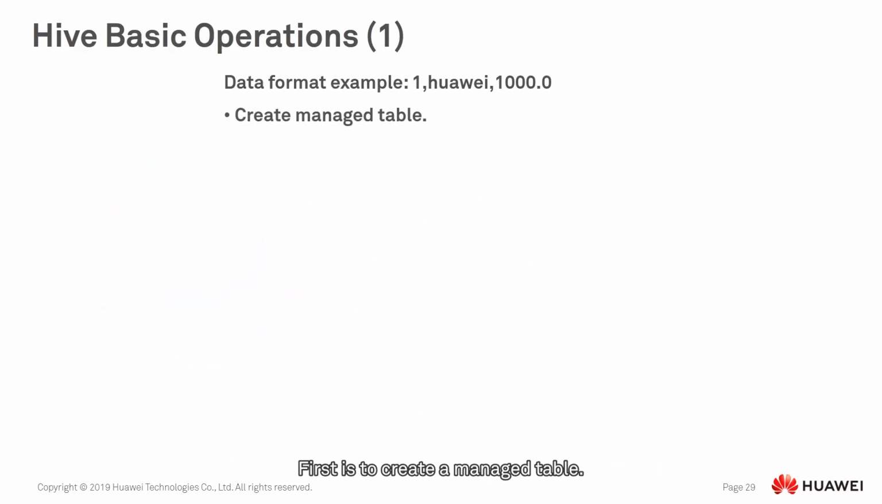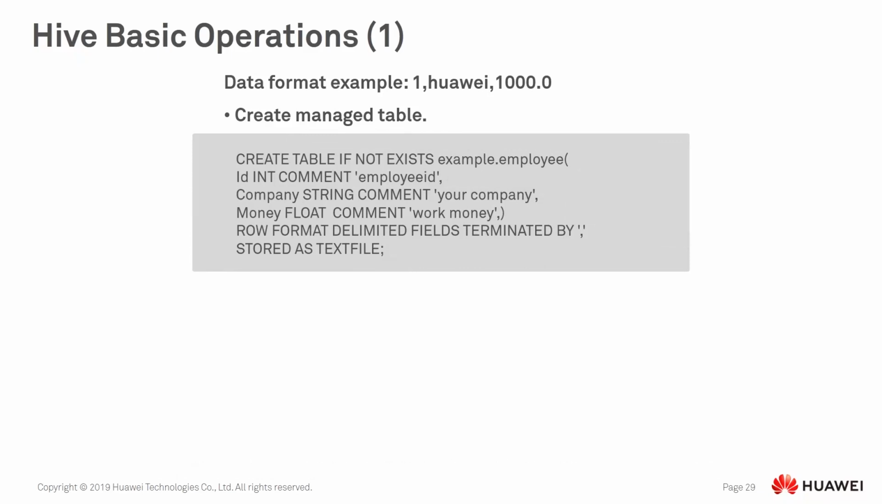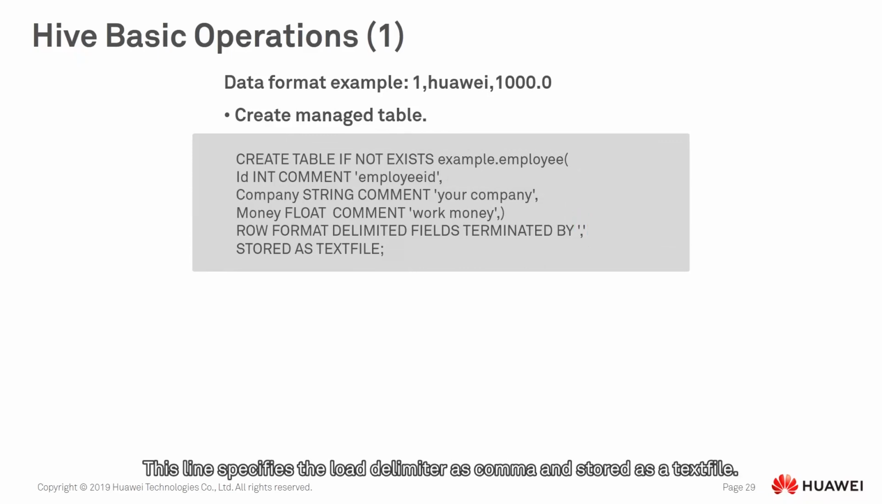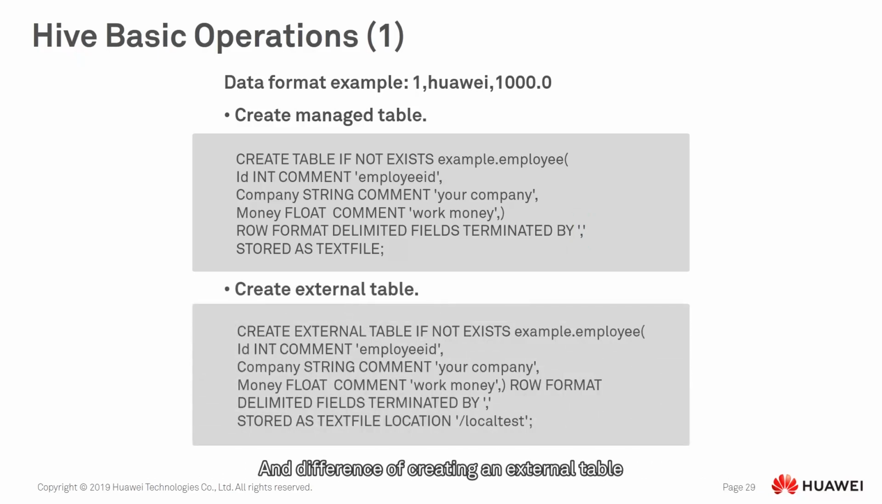First is to create a managed table. If not exists is used to create a table if the table doesn't exist. In this example, employee is the table name, and then we give the field name, type, and a comment, which is optional. This line specifies the row delimiter as comma and stored as a text file. And the difference in creating an external table is to add external here and also specify the storage location.